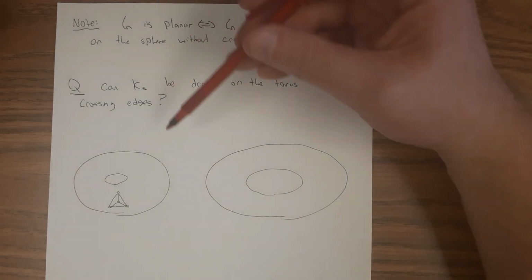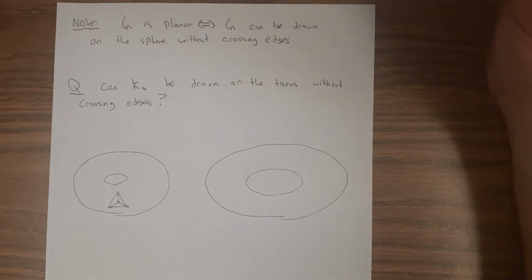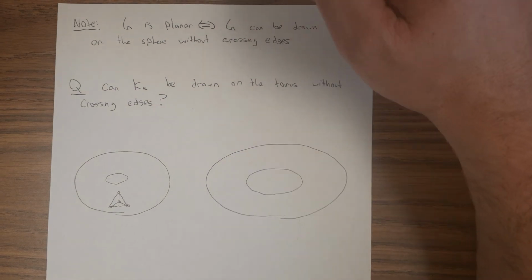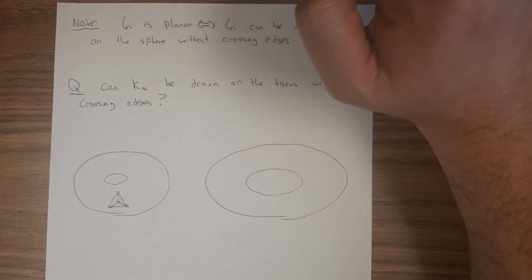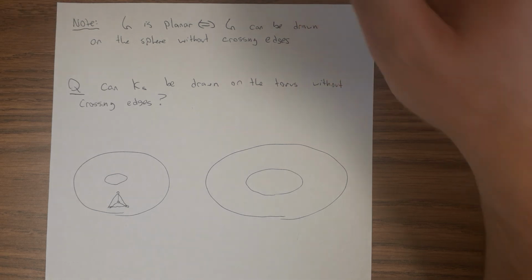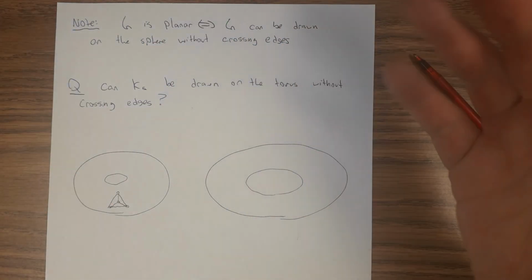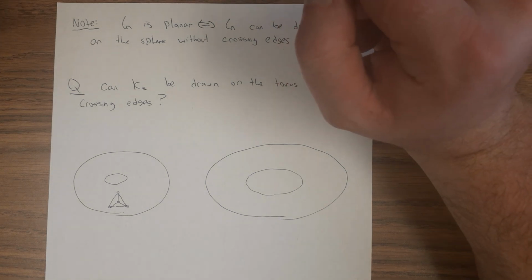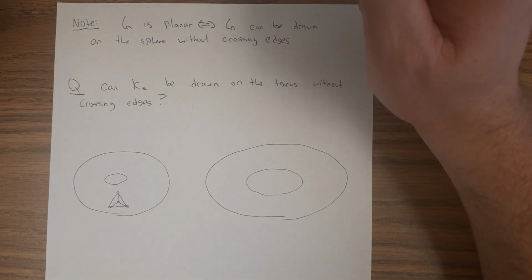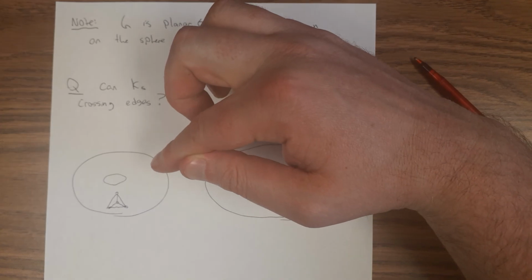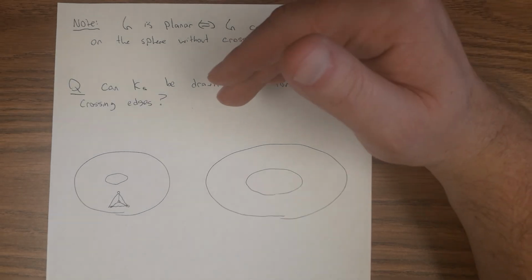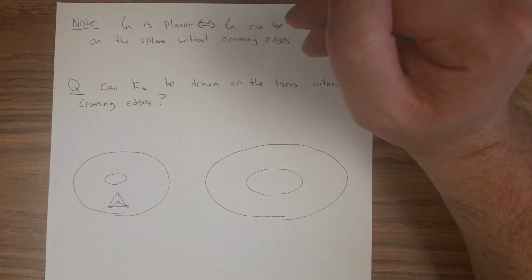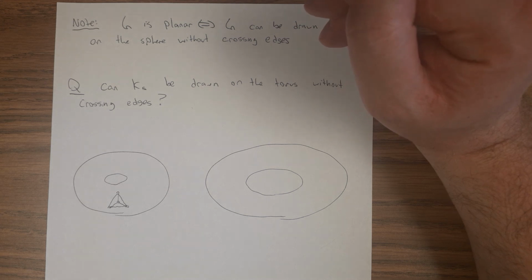talking about drawing graphs on the torus. So a graph can be drawn in the plane without crossing edges if and only if it can be drawn on a sphere. You can think of a sphere, and if you can draw it in the plane, then you can draw it on the sphere, and vice versa. But there's things that we can't draw on the plane and that we can't draw on the sphere without crossing edges. So sometimes we talk about drawing them on different surfaces, and I'm not going to talk much about this.